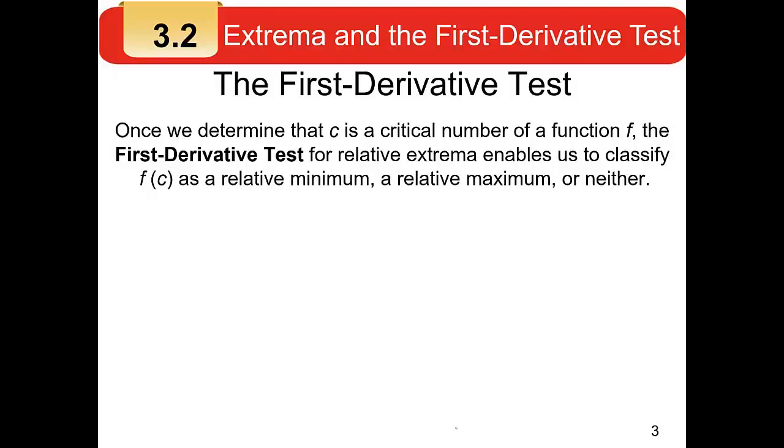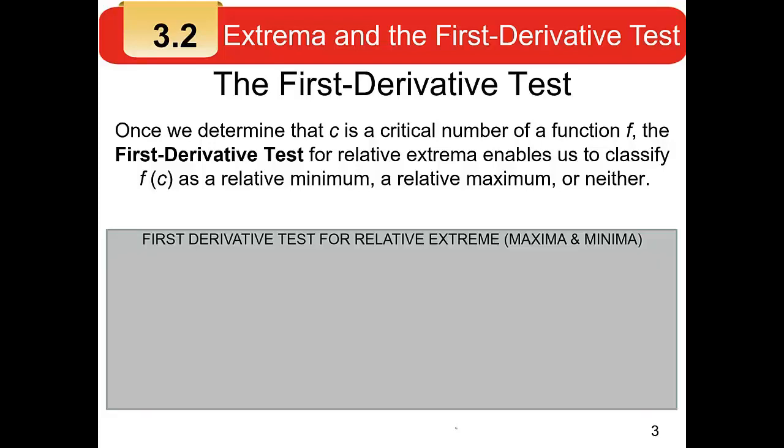Now, once we determine that c is a critical number of a function, we have something called the first derivative test for relative extrema that helps us to classify the function value at that critical point as being either a relative minimum, a relative maximum, or it could be that it's neither. And you need to build up an intuition about how this works.